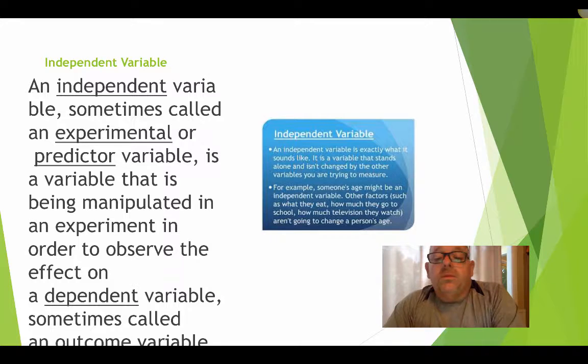Examples would be for an independent variable, someone's age might be an independent variable. Other factors of what you eat, how much you go to school, how much television you watch, aren't going to change the person's age. So the independent variable would be age, and what you're going to run it against, let's say how much they go to school. So if you take 16, 17, 18 year olds that are in high school, and you're going to put them against how much they're going to school or how much absenteeism there is in school, that is a dependent variable that you're running against age, which is your independent variable.